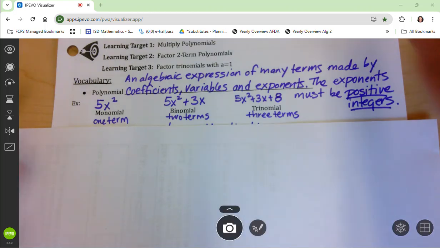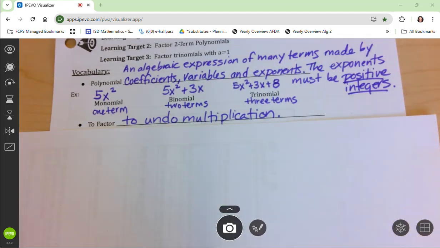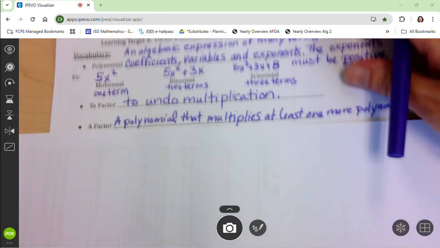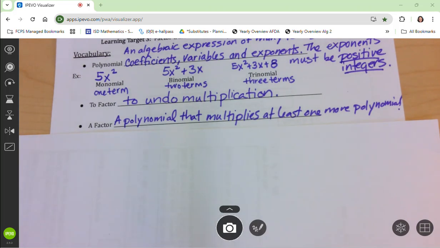All right, so then we have to factor and then we have to multiply. To factor is what we're going to be doing in this lesson. We're going to be undoing multiplication. So you guys know how to multiply by distributing, right? If you want to undo that distributing and split it into two factors, that's called factoring. That's what we're doing, just to undo multiplication. When you undo multiplication, you end up with two or more factors. And those are polynomials that multiply to make another polynomial.